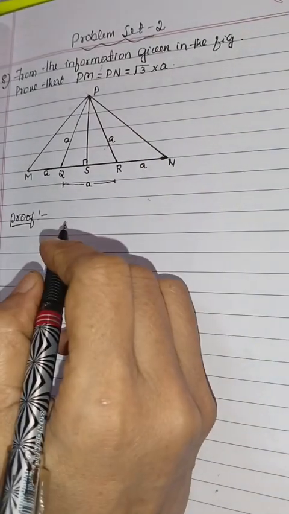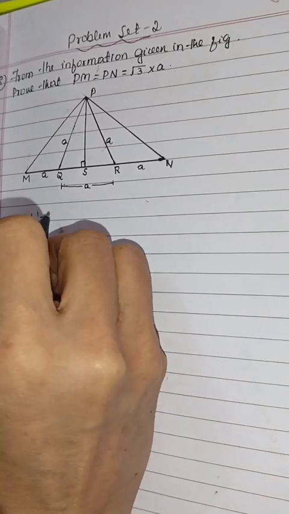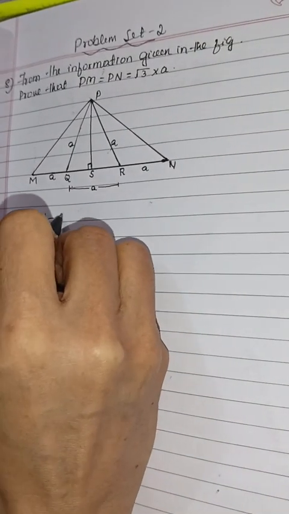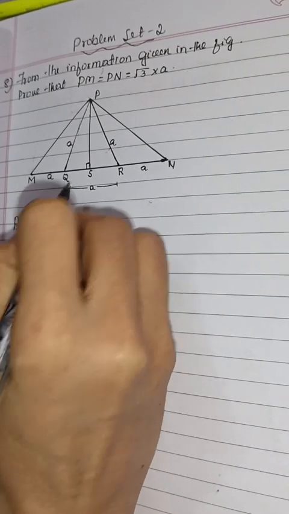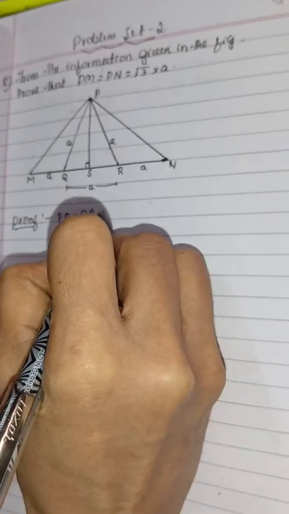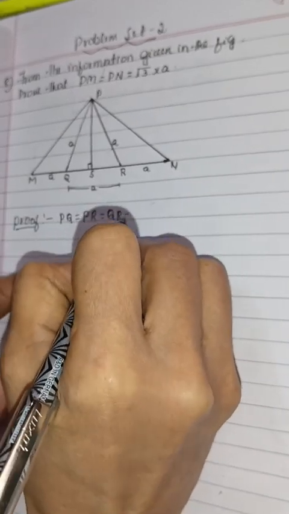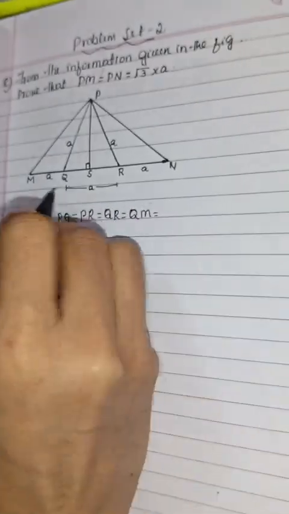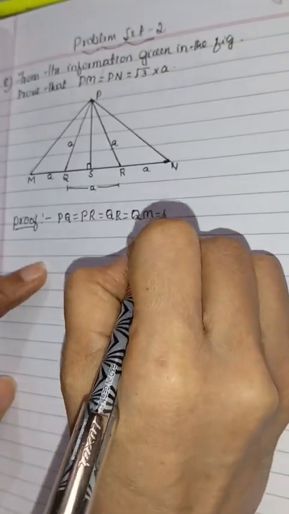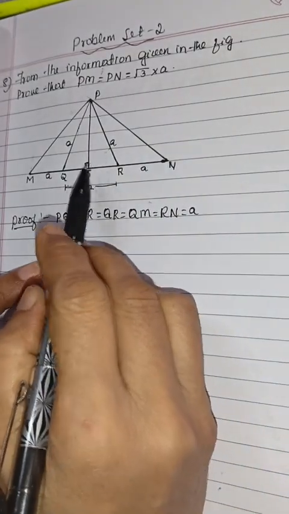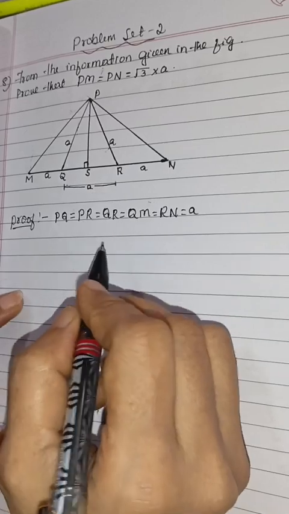In this figure, first write PQ equals PR, then QR equals QM equals RN. These are all a. This information we got from the figure.